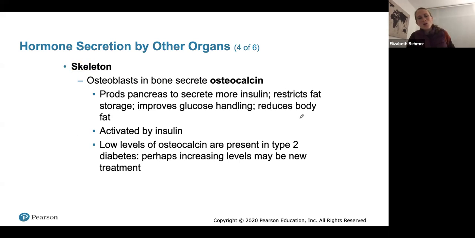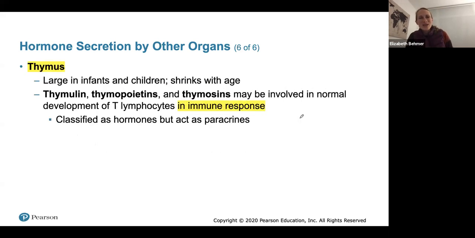These are other organs that secrete hormones. The last one I want you to focus on is the thymus, which is involved in the immune response. It will shrink with age, but it can be involved in the normal development of T lymphocytes in the immune response. So I'm going to stop the recording there because I think you have enough to study.